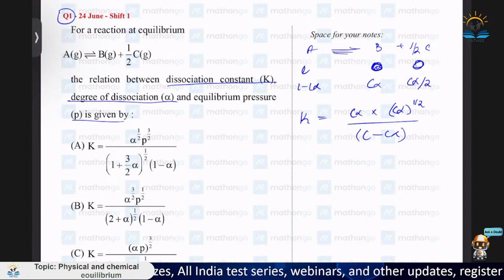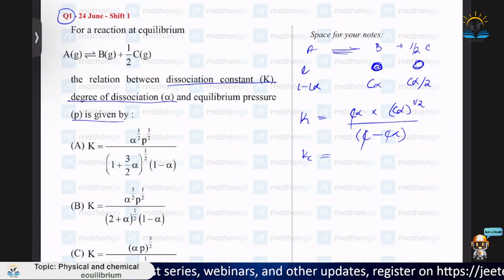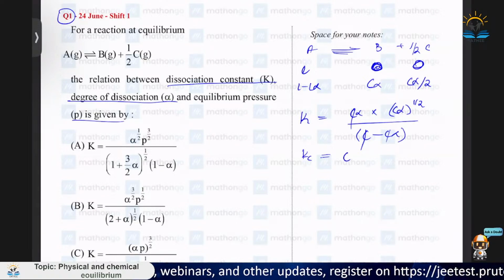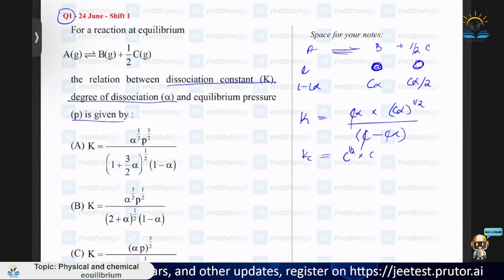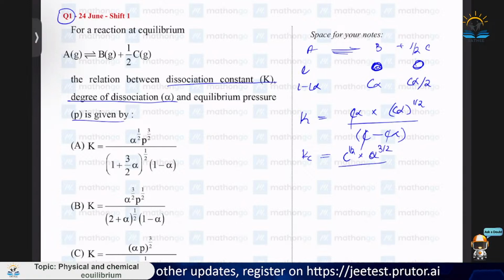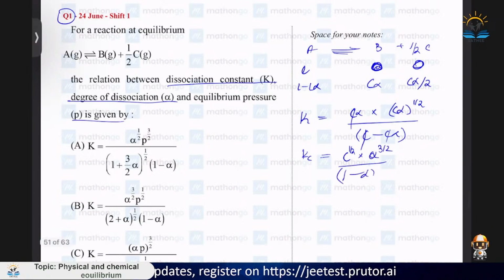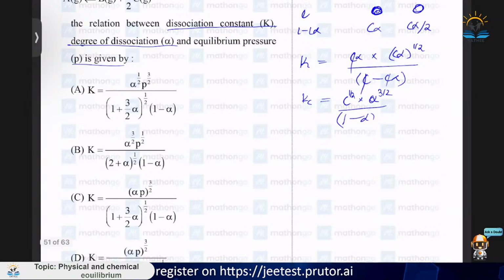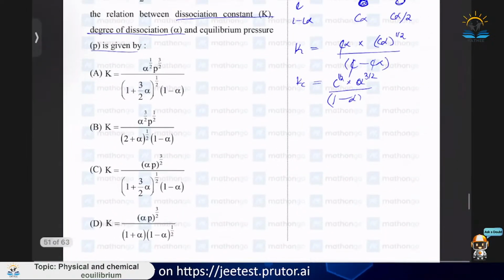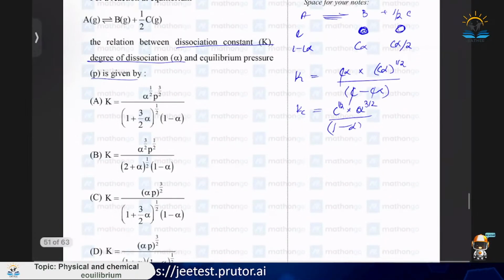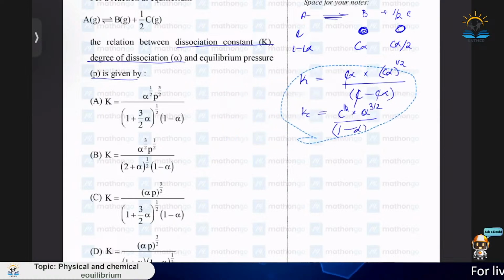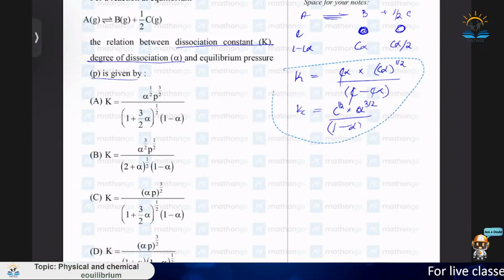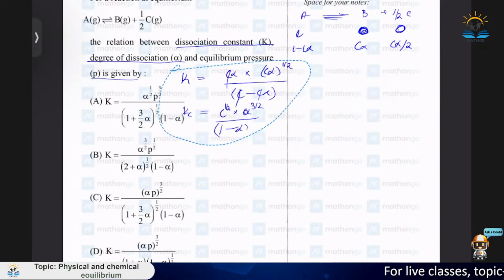So we can write Kc is equal to, you can cancel C with C, C to the power 1 by 2 into alpha to the power 3 by 2 divided by 1 minus alpha. Okay, this is Kc. But we have to find the relation between this and equilibrium pressure also. So let us keep this Kc equation aside, and we'll try to find the Kp equation.